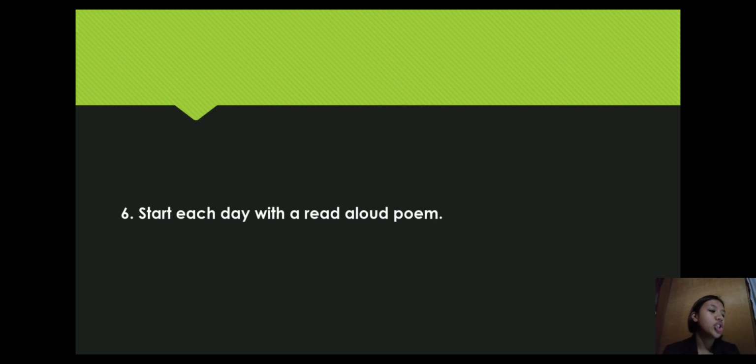Number 6, you have to start each day with a read aloud poem. I like to start off each day during the poetry unit with a read aloud. Kids really enjoy hearing poems and the writing voice of different authors. If you aren't big into reading, you can put on a YouTube video of someone performing poetry as well. Shel Silverstein has recorded quite a few videos on YouTube and uses a great voice to read them. Remember to read a variety of poems so that you can reach all of your kids.